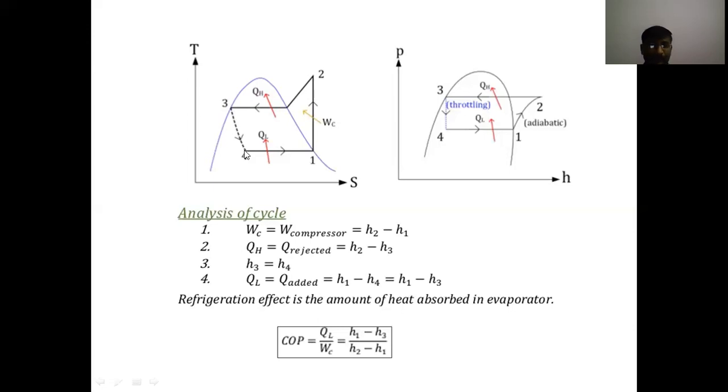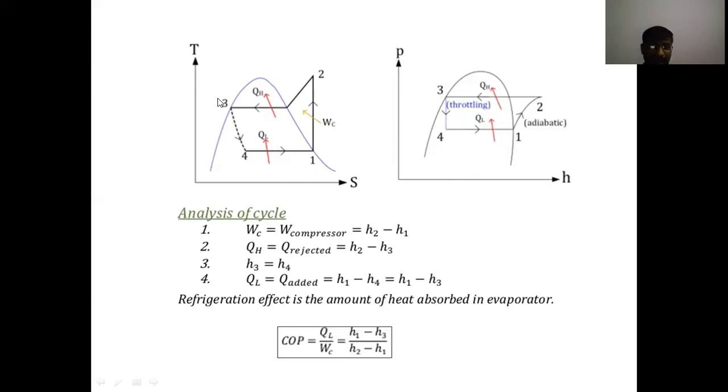Already you learned this in thermodynamics. That's why it is represented by a dotted line. 3 to 4 is the isenthalpic line. It is an inclined dotted line. In the pH diagram, 3 to 4 is represented by a vertical line. Clear? Because H3 equals H4, that is, the enthalpy remains the same during that process. Vertical line, isenthalpic process.